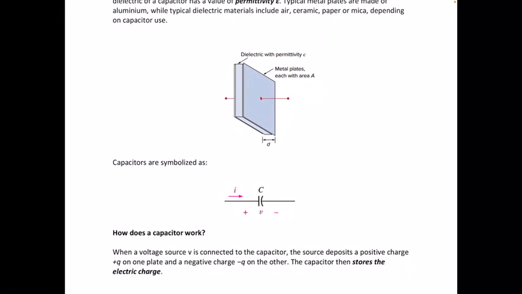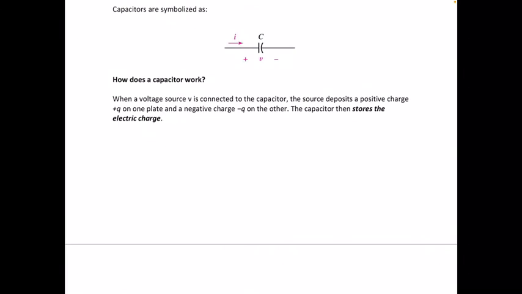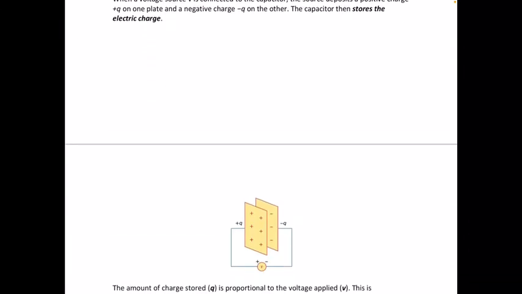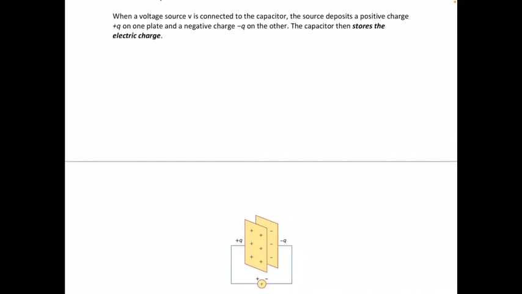So how does a capacitor work? When a voltage source V is connected to the capacitor, the source deposits a positive charge on one plate and a negative charge on the other, as you are seeing in the diagram below. The capacitor then stores this electric charge. This electric charge, both positive and negative, would remain on the two plates of the capacitor. So that's the basic operation of how the capacitor stores energy or stores electric charge.